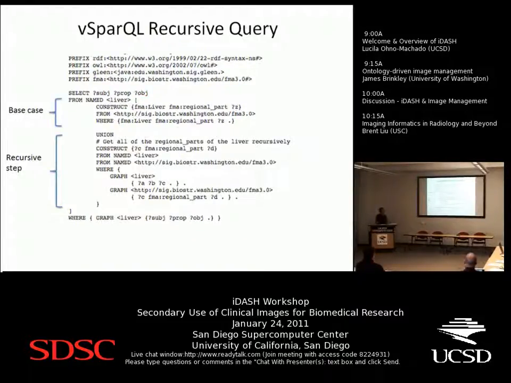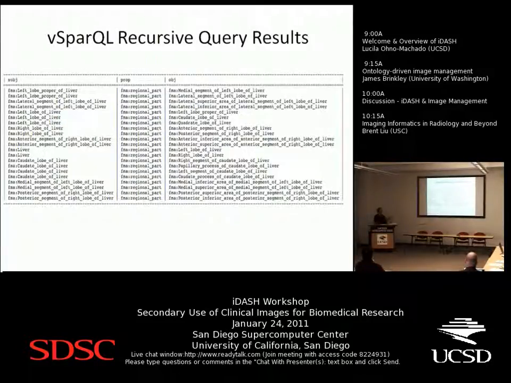And you can go beyond that. You can talk about a recursive query, which is again another extension. You start with just getting the direct parts of the liver, and then you can get those parts, and those parts, etc. It's called transitive closure. So you're growing something from a seed outward, and that's the recursive step. And you can add that here, and then that gives you the parts of the liver, all the way down to the most detailed part.